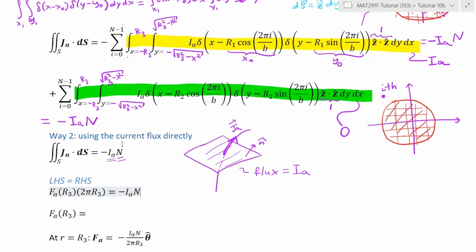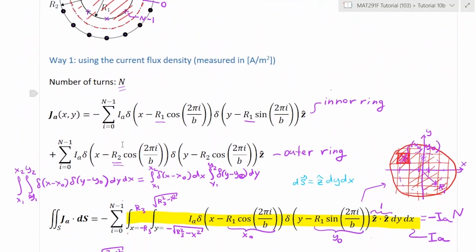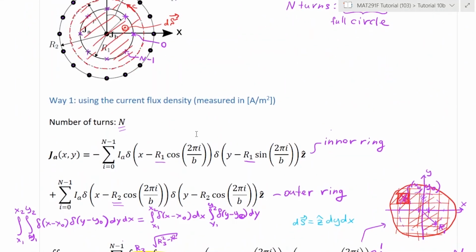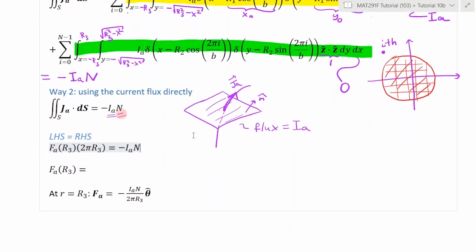So we have, oh, it's on a different page. Okay, just trust me on this. We got this for the left-hand side of Stokes' theorem, and this was the right-hand side. So then solving for FA at R3, we get negative IA n divided by this guy, 2 pi R3.